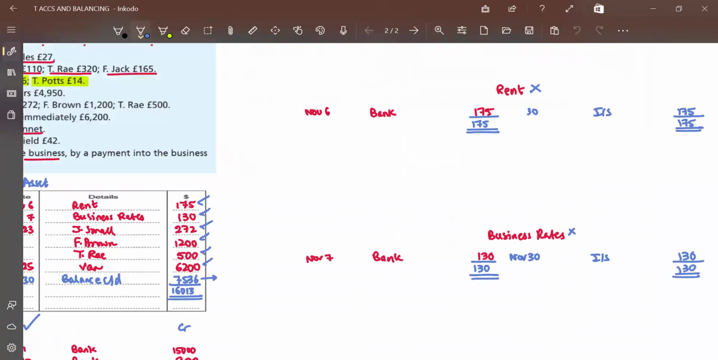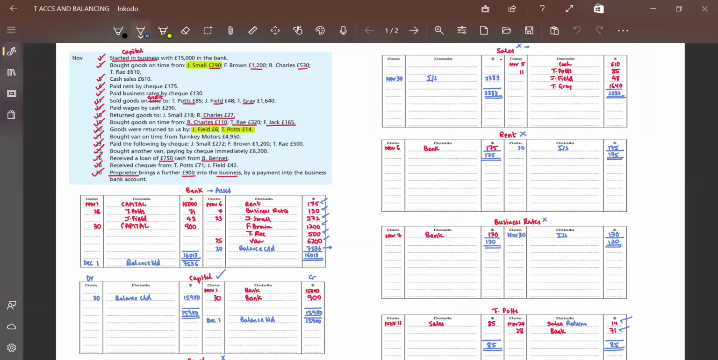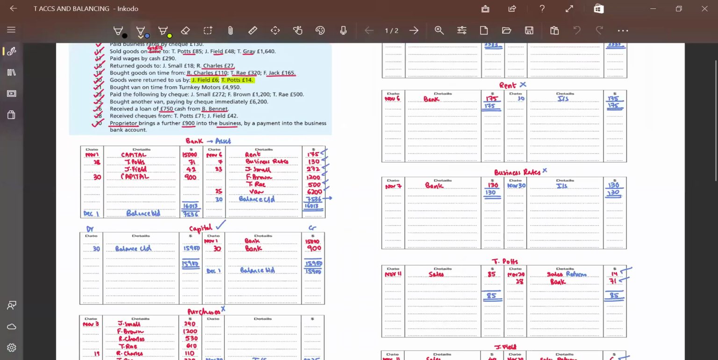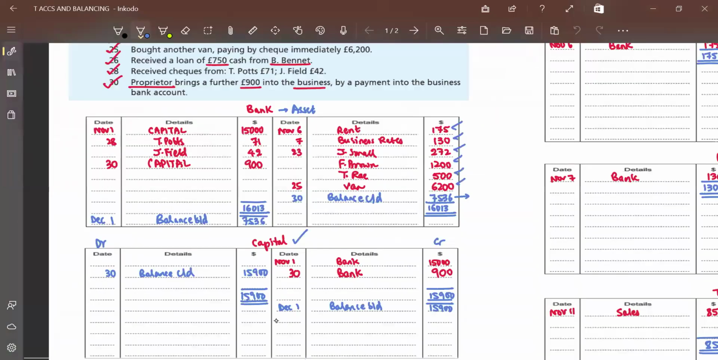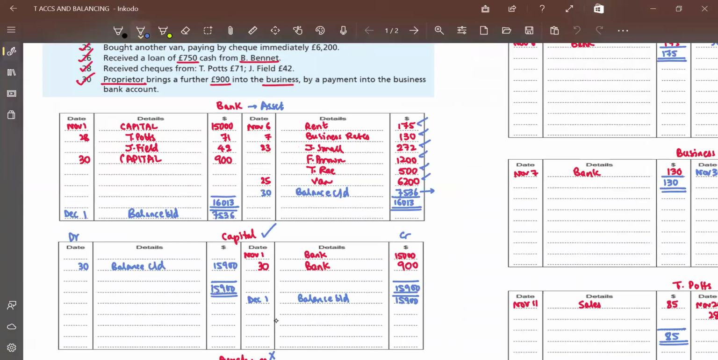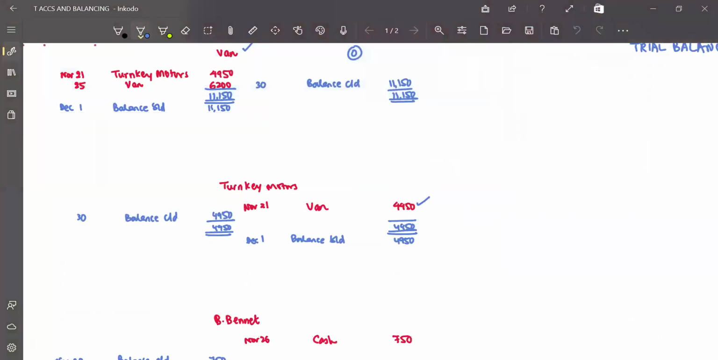There is no specific sequence. Whichever T account you want to put first, you can put that. That doesn't matter. Let's start off the way we made them. It's totally on you, right? So I'm going to highlight whatever is to be posted. The first thing is balance brought down. So it is only the final balance brought down that has to be posted to your trial balance. Okay. So the amount is 7536.